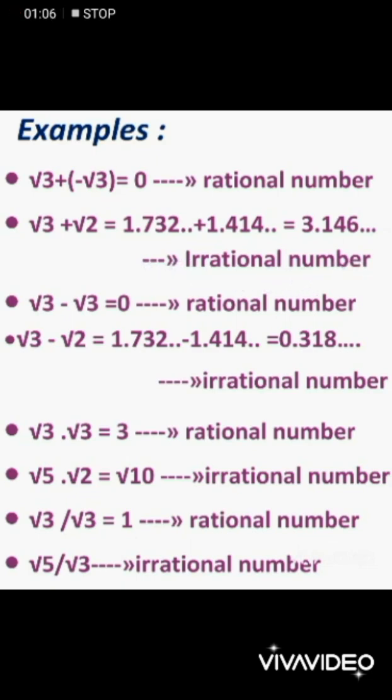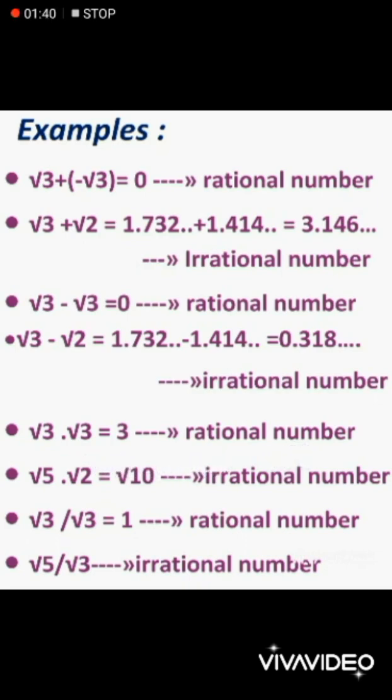Now subtraction of two irrational numbers: root 3 minus root 3, the result is 0, which is a rational number. Subtraction of two irrational numbers root 3 minus root 2: 1.732 minus 1.414 and so on, the result is 0.318 and so on, which is an irrational number. Now the product of two irrational numbers: root 3 into root 3, the result is 3, which is a rational number.